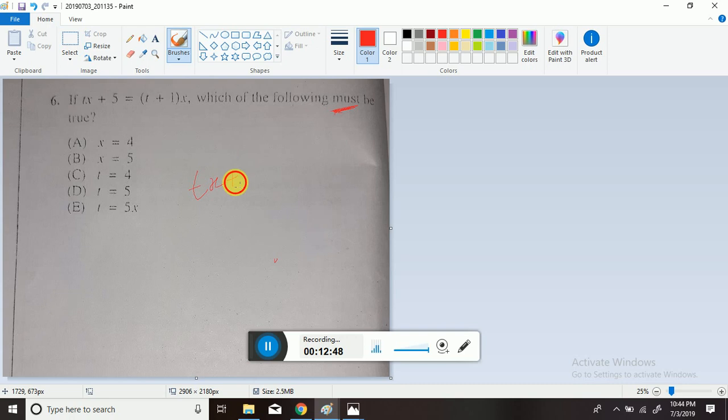tx plus 5 equals (t plus 1) into x. That means if we see here, what happened? tx plus x. Both sides we have tx plus 5. So tx cancels. What is left is x equals 5. Is it there in our option? Yes, here it is. So our correct option is option B, x equals 5.